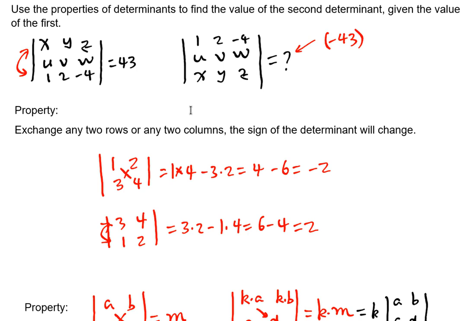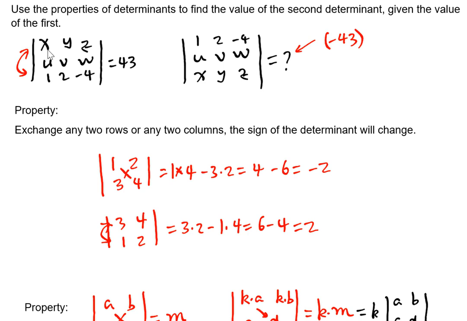In this video clip, we want to do two questions. The first one is: use the properties of determinants to find the value of the second determinant, given the value of the first. For example, here we are given this determinant, and we know the value of this one is 43.